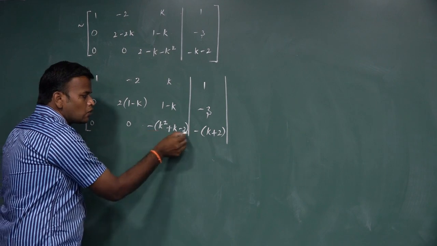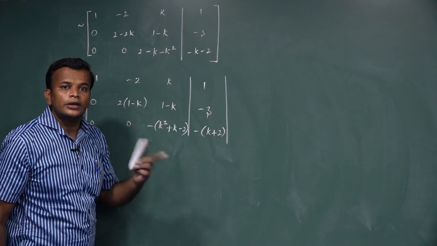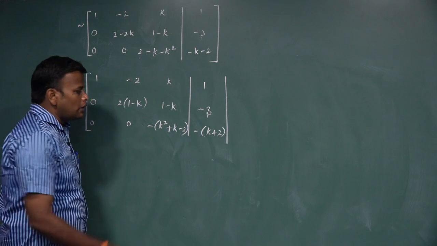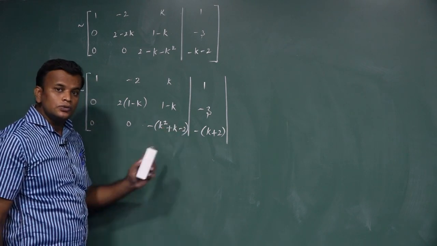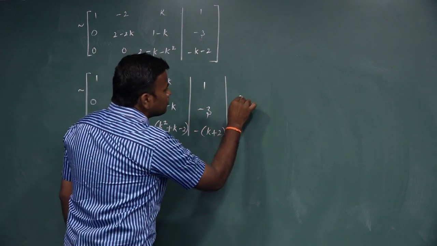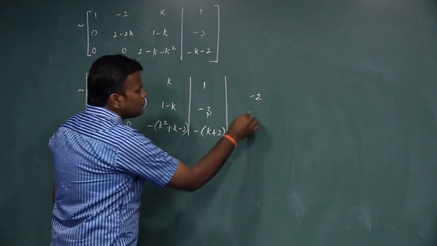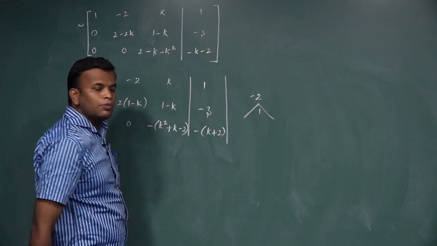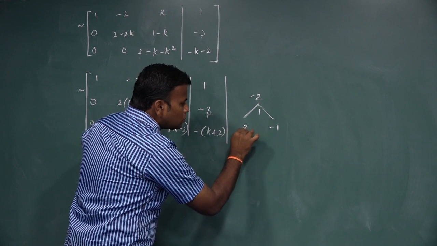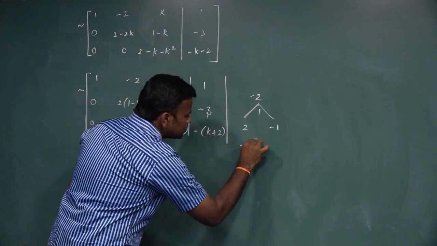Now you see it is a quadratic polynomial. Now I simplify this quadratic polynomial into factor form. K square plus k minus 2. When we multiply any two numbers we get minus 2, and at the same time when we add we get the coefficient of k, which is 1. What are the possibilities? 2 and minus 1. 2 into minus 1 is minus 2, and 2 minus 1 is plus 1. So outside, one minus is there.